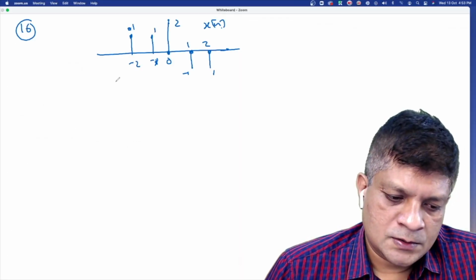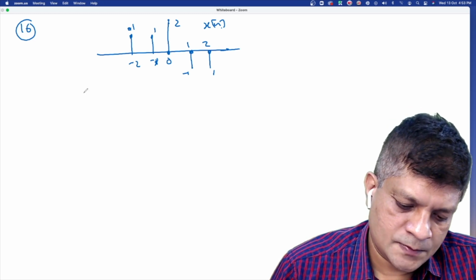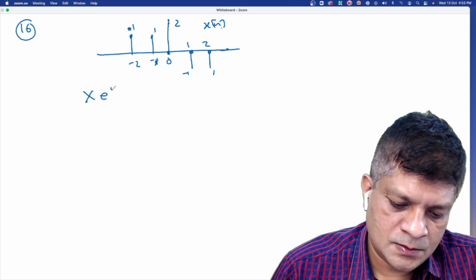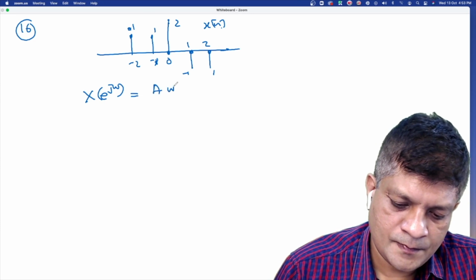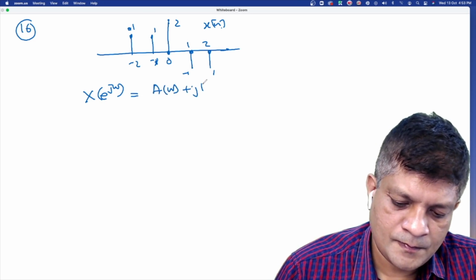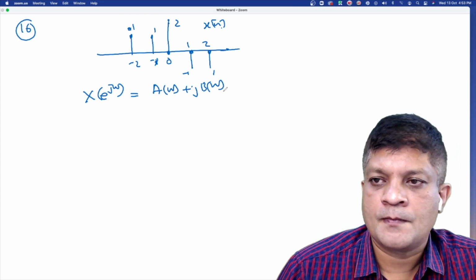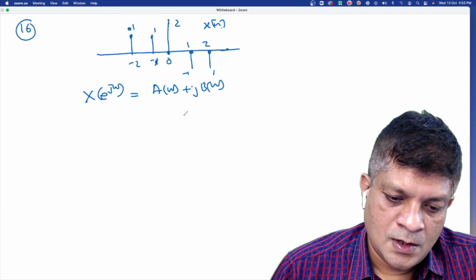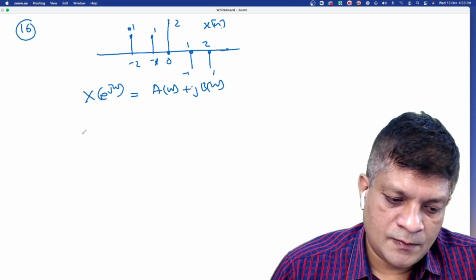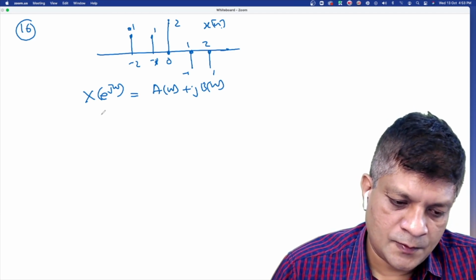Let the Fourier transform of the signal be written in the rectangular form as X(e^{jω}). Find the signal y[n] corresponding to the Fourier transform.